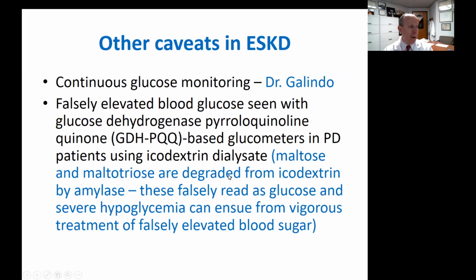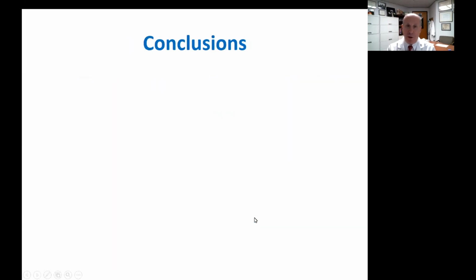Maltose and maltotriose are degraded from icodextrin by amylase. These can be falsely read as glucose and give you a falsely elevated reading if you use this particular glucometer in a peritoneal dialysis patient on icodextrin. If they're not on icodextrin dialysis, if they're on dextrose dialysate, it's not a problem. But if you over vigorously treat, you can cause severe hypoglycemia. So that's just something to bear in mind.